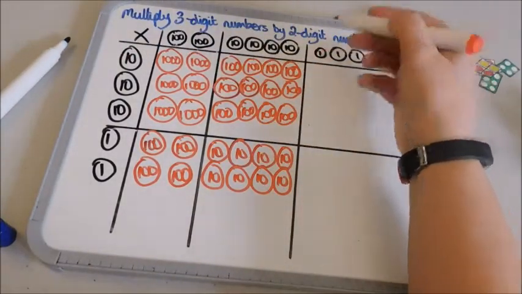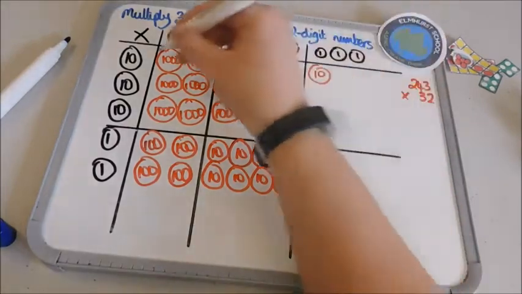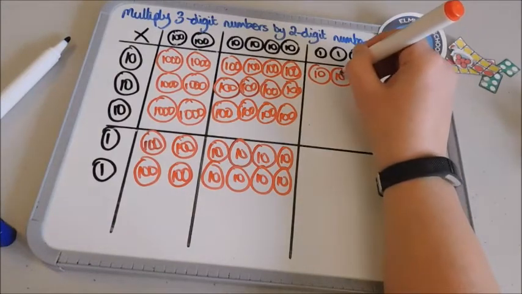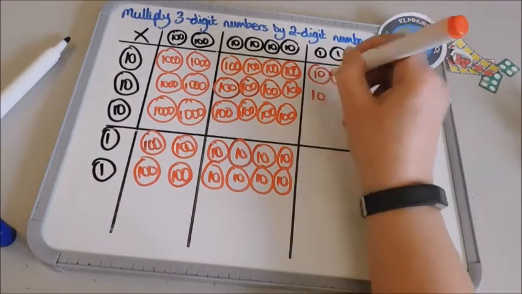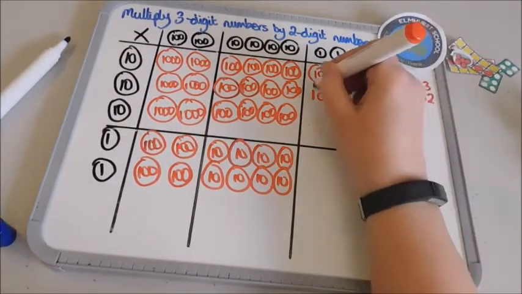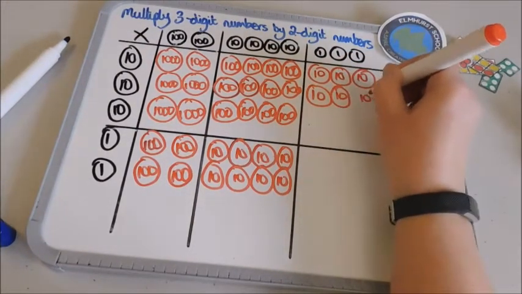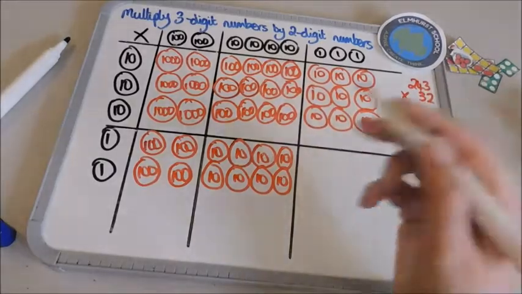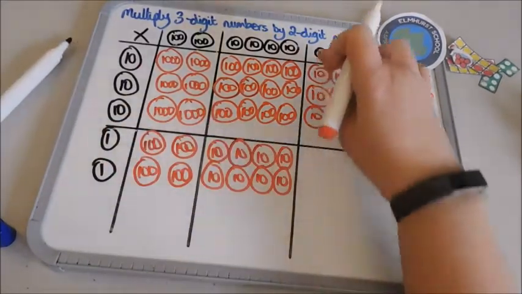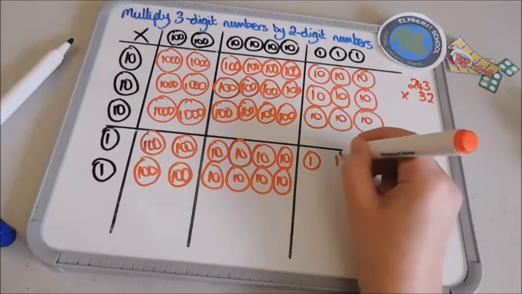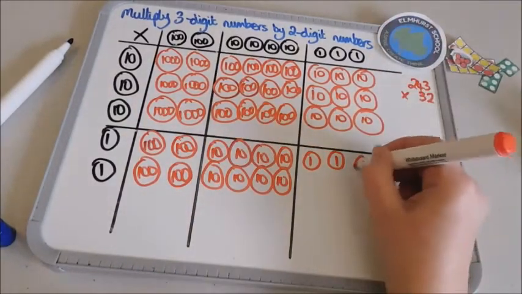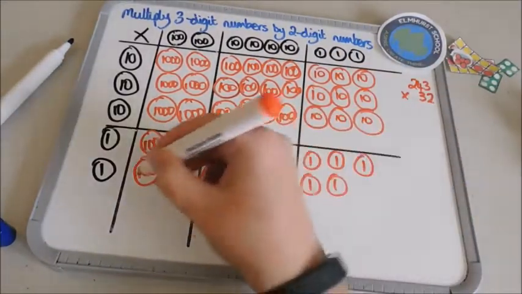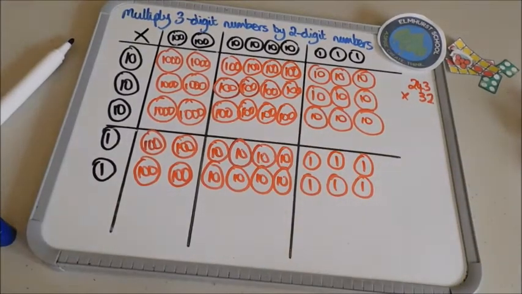10 times 1 is 10. So all of those, if I check, they're all 10 times 1, which is 10. And then finally this section, 1 times 1 is 1, 1 times 1 is 1, and so on.